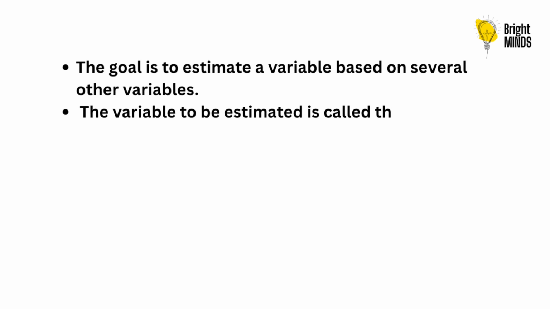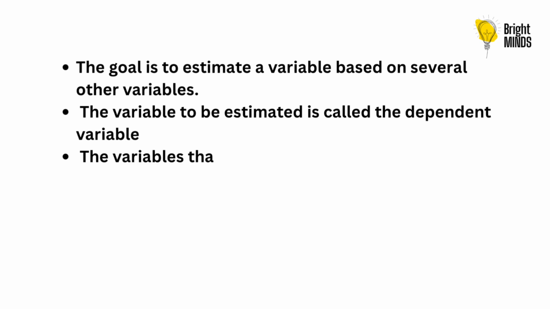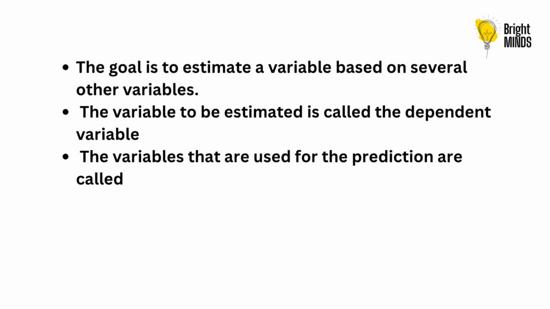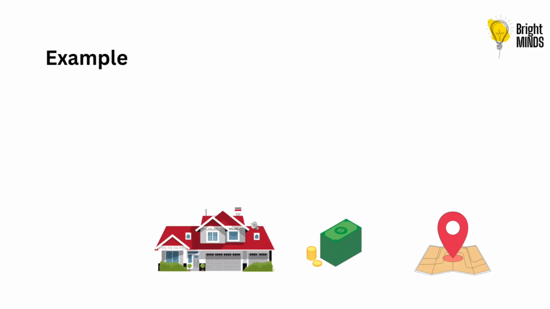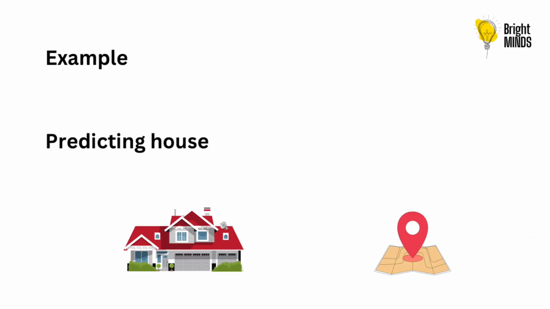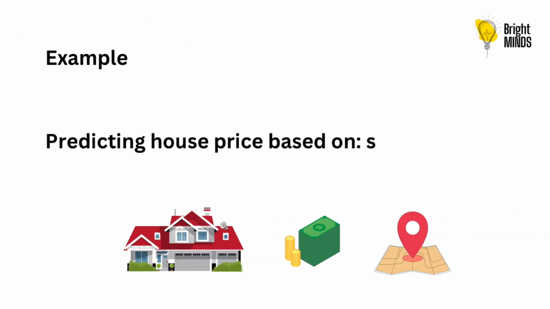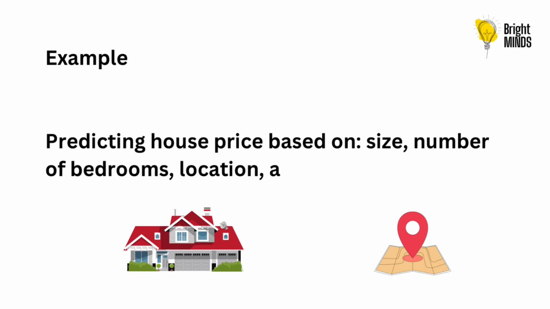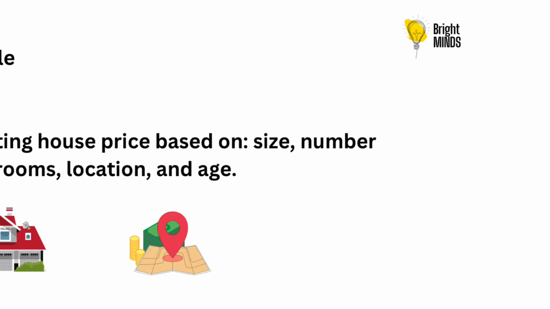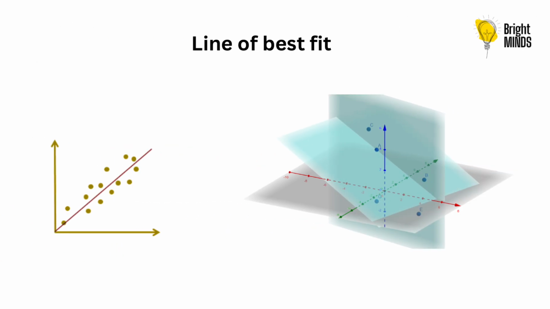The variable to be estimated is called the dependent variable. The variables that are used for the prediction are called independent variables. For example, predicting house price based on several variables like size, number of bedrooms, location, and age of construction. Multiple linear regression uses more than one independent variable. Therefore, instead of a line, think of fitting a plane or even a hyperplane in higher dimensions.